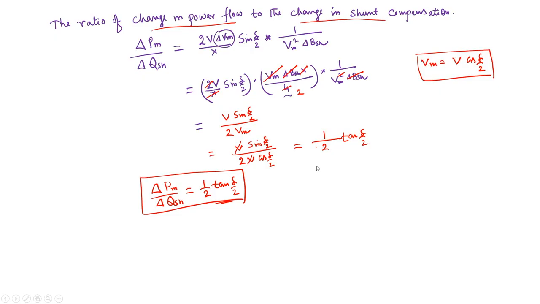Now, what we will do with this expression? We may have a comparison of the series compensation to the shunt compensation. Okay, so we may have a comparison. So what type of comparison we can make? So what we can do is that we can therefore compare the series and shunt compensation.